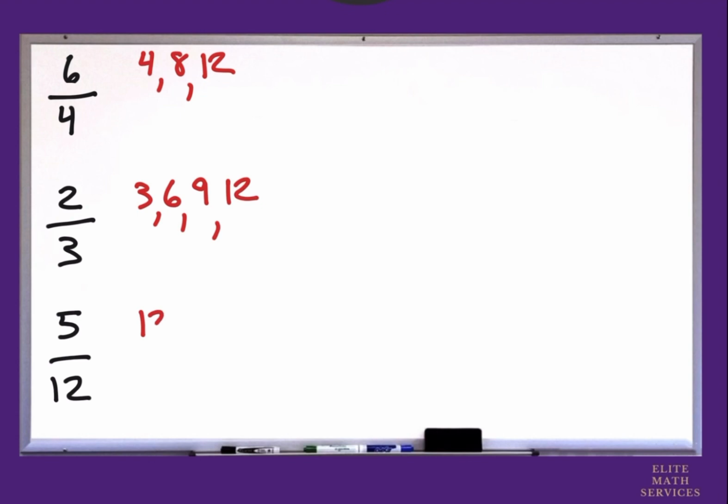Then we go down to the last fraction and we put our 12 multiples. So 12, 24, and we can stop there. Our least common denominator or least common multiple is 12. They all have 12. So 12 is going to be our new denominator for each fraction.